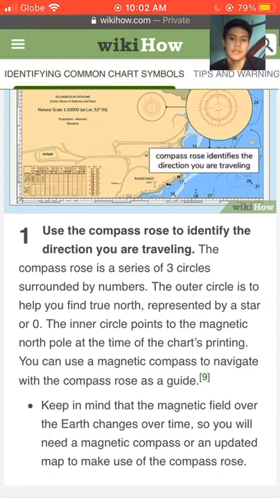A compass rose is a series of 3 circles surrounded by numbers. The outer circle helps you find true north, represented by a star or zero. The inner circle points to the magnetic north pole at the time of the chart's printing.